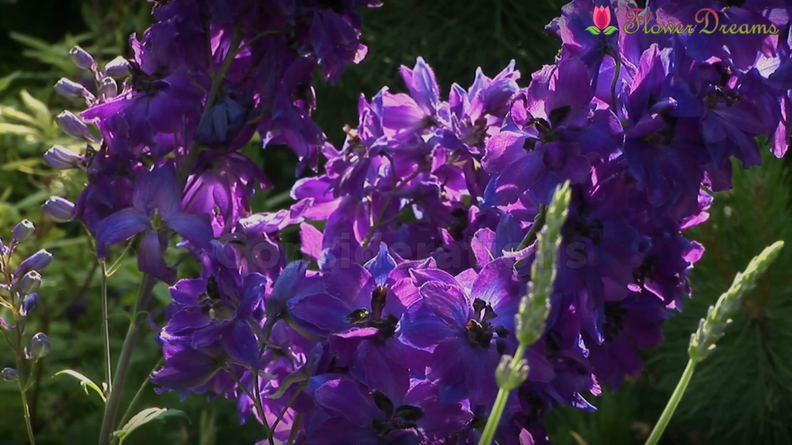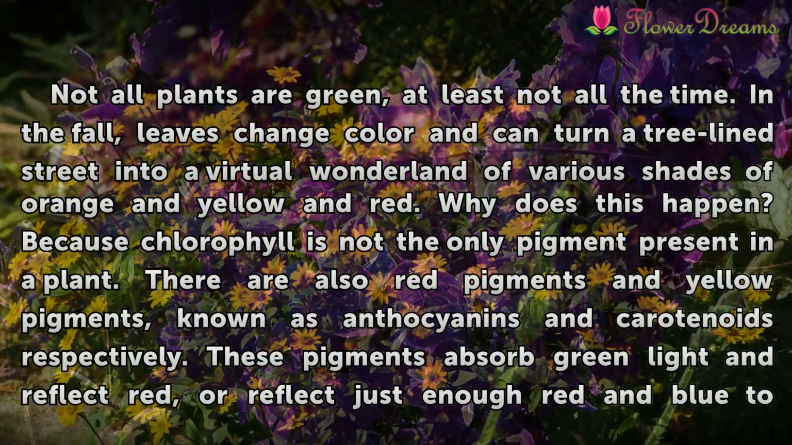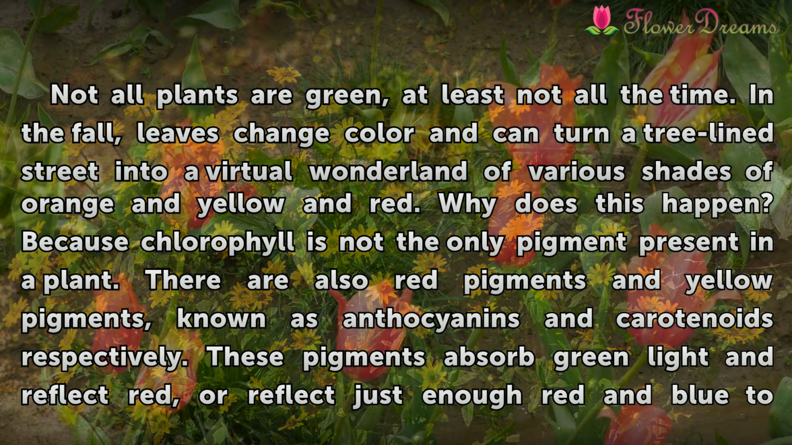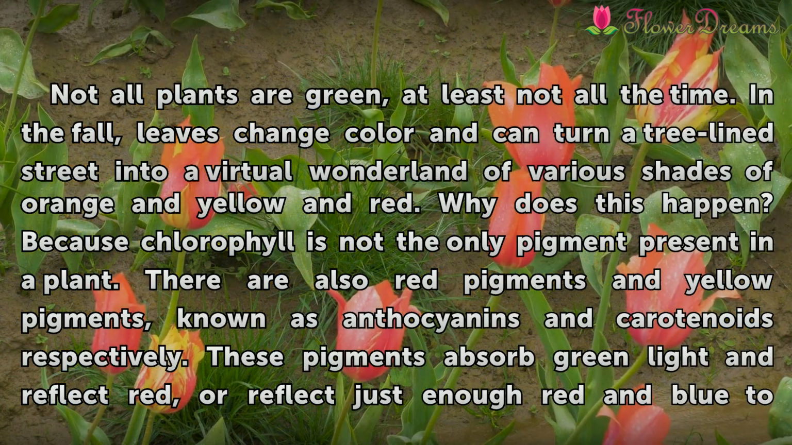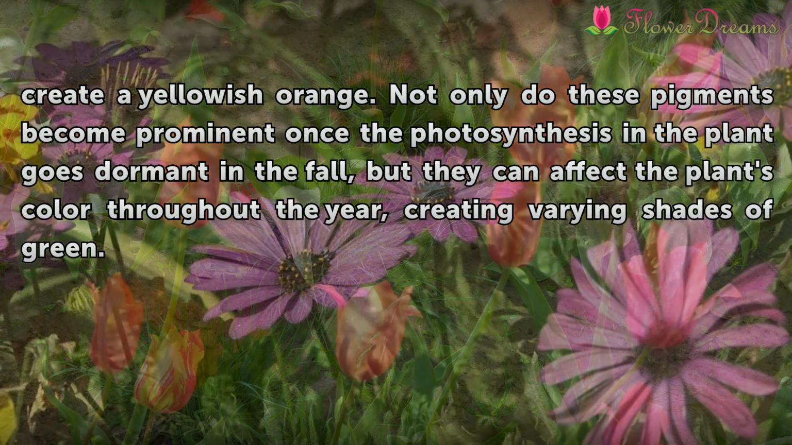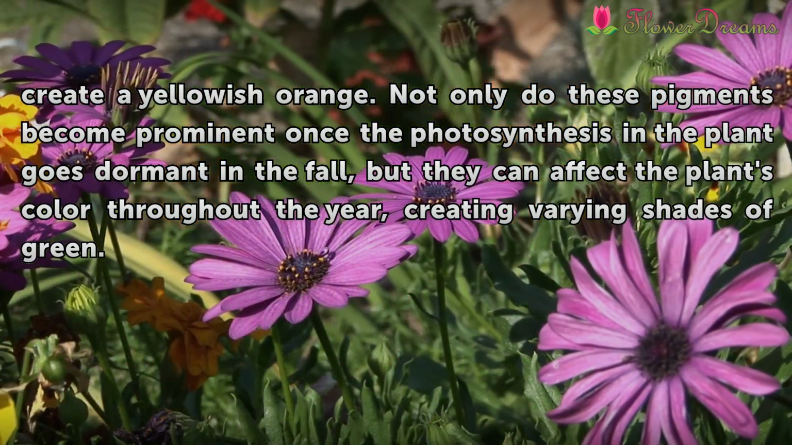Considerations. Not all plants are green, at least not all the time. In the fall, leaves change color and can turn a tree-lined street into a virtual wonderland of various shades of orange and yellow and red. Why does this happen? Because chlorophyll is not the only pigment present in a plant. There are also red pigments and yellow pigments, known as anthocyanins and carotenoids respectively. These pigments absorb green light and reflect red, or reflect just enough red and blue to create a yellowish orange. Not only do these pigments become prominent once the photosynthesis in the plant goes dormant in the fall, but they can affect the plant's color throughout the year, creating varying shades of green.